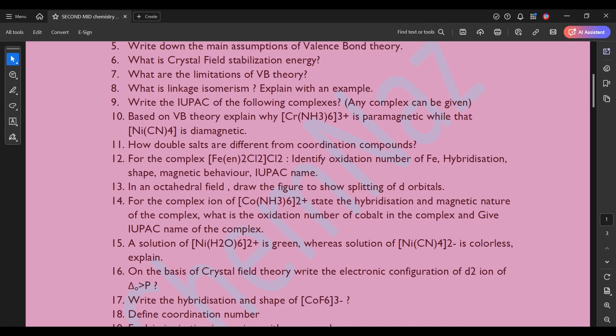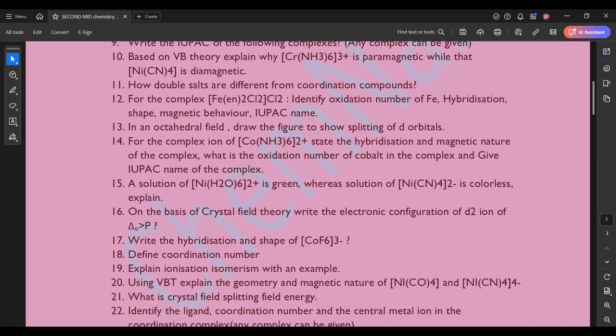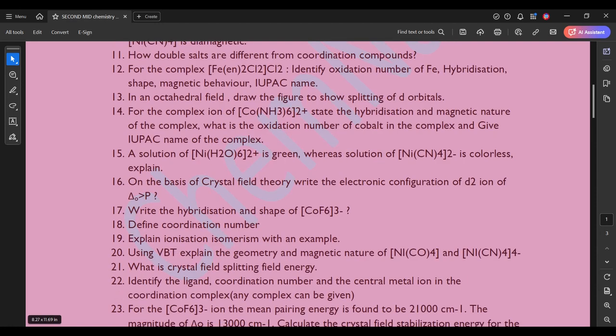Then on the basis of crystal field theory, write the electronic configuration of the d2 ion where delta naught is greater than P. This is another question from inside the book. It can be asked in 2 marks. Then the 17th question: write the hybridization and shape of this cobalt complex. Define coordination number, a 2 mark question. Explain ionization isomerism with an example, 2 marks or 3 marks. Using VBT, explain the geometry and magnetic nature of this complex and this complex.